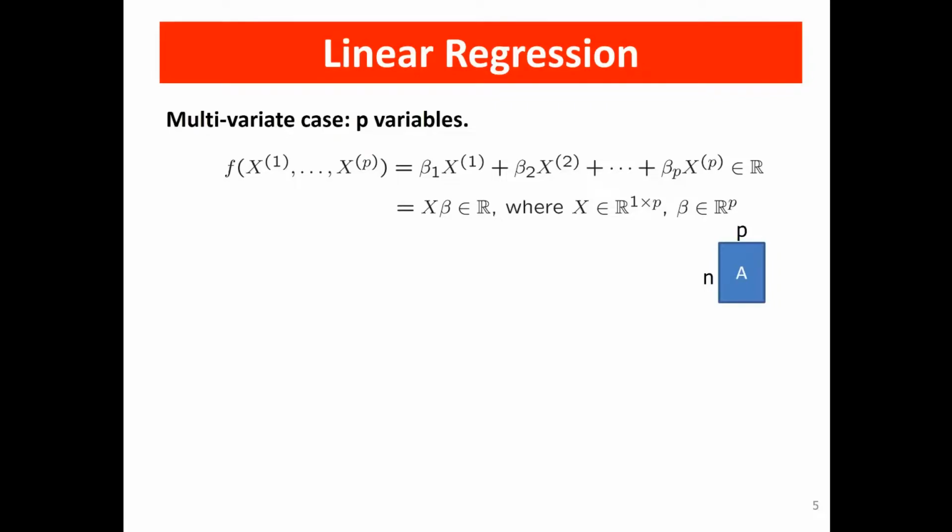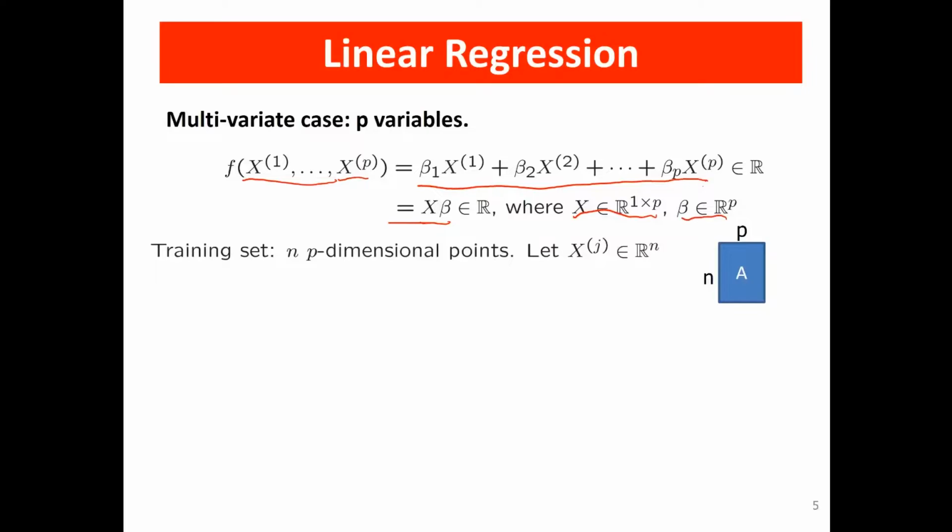The multivariate case is similar but somewhat more complicated. In this case, we have p variables instead of 1. I denote them with x1, x2, and xp. These are all real numbers. And the linear equation is just the linear combination of these p variables. The linear coefficients are denoted with beta 1, beta 2, and so on, beta p. These are all real numbers, and together they form a p-dimensional vector. This linear combination can also be rewritten in this short form, x times beta, where x is just a p-dimensional row vector and beta is a p-dimensional column vector.